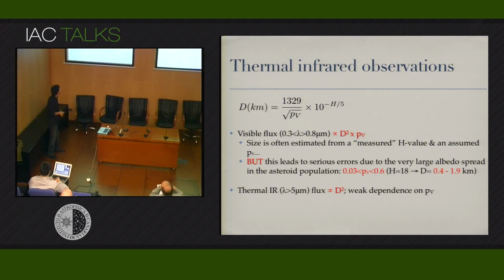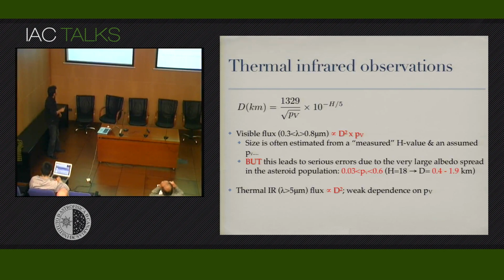The problem is you have the visible flux, so H, but the visible flux is proportional to the square of the diameter and the albedo. Because the albedo can range from 3% to 60%, the visible flux is a very bad estimate of the size. For example, for H 18, if you don't know the albedo, the diameter can be anywhere between half a kilometer and 2 kilometers, which is a huge error. On the other hand, the thermal infrared flux is proportional only to the surface of the body, and there's a very weak dependence on the albedo, so you can derive better sizes.